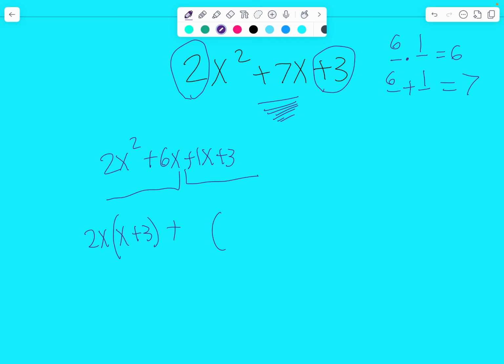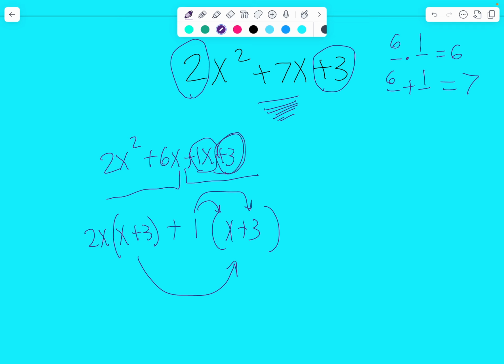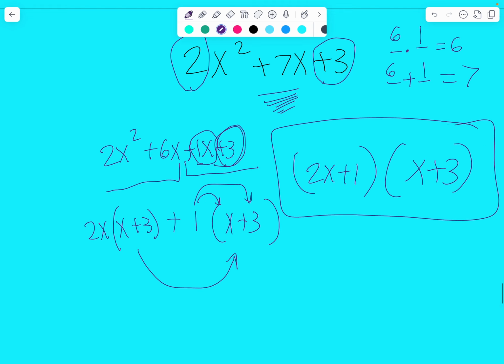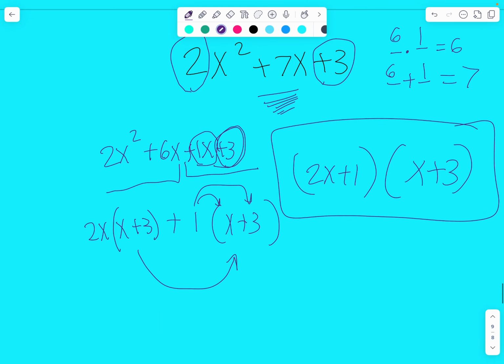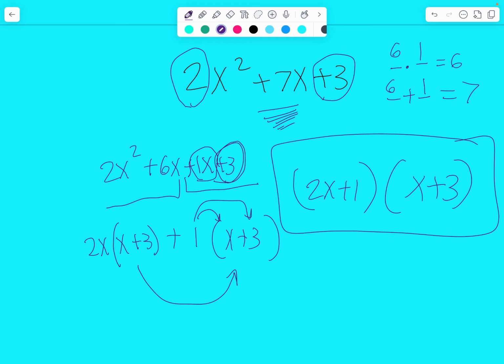Plus, and then I could just rewrite it if I wanted to. Because remember, they gotta be the same on the inside. And then I have to say, okay, what would be enabling us to have x plus 3 on the inside? X plus 3 times what will be what it is? And I say to myself, well, 1, because 1 times x is x plus 3. 1 times x is 1x, that matches. And 1 times 3 is 3. So I have 2x plus 1 as one answer. The other one would be x plus 3. There you go, guys. And that is how you solve these types of problems, okay?